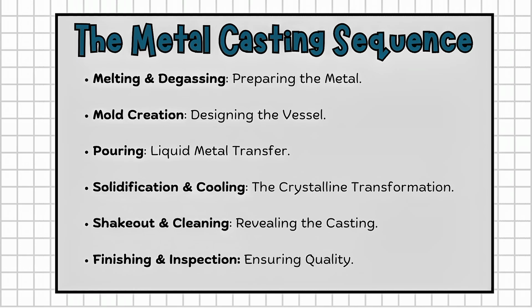and the casting is cleaned of any remaining mold material. Finally, the casting undergoes finishing and inspection, where any rough areas are smoothed, and the casting is checked for defects to ensure it meets the required standards. Each step is important because skipping or rushing any of them can affect the quality of the final product.